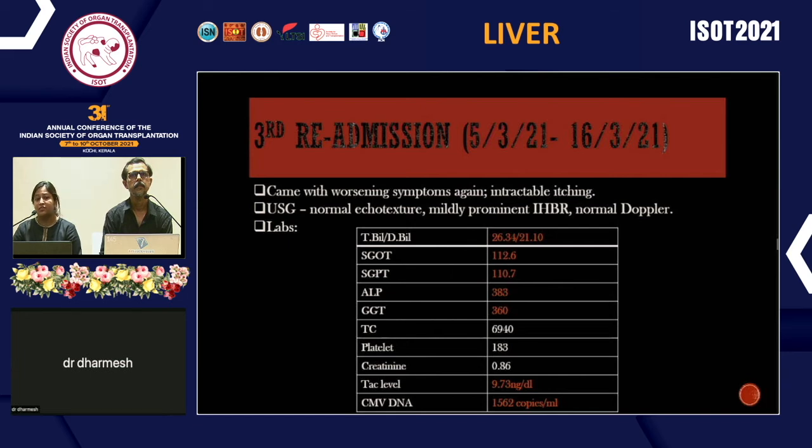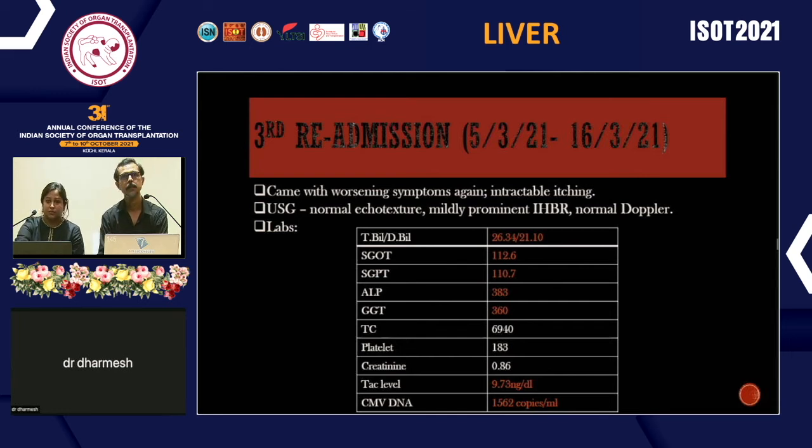We sent a repeat CMV, and this time it turns positive. We had 1,500 copies of CMV. So for the CMV, we changed the prophylactic dose of Valgan to a therapeutic dose. He was receiving 900 BD.